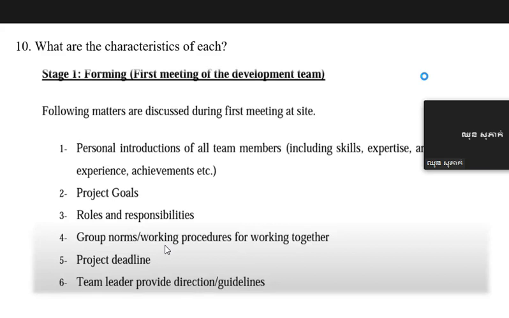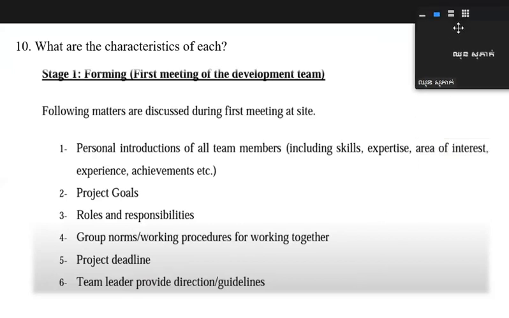And for number 10, what are the characteristics of each? Stage 1, forming. First meeting of the development teams. The following methods are discussed during first meetings. So we have 6 points of explanation.